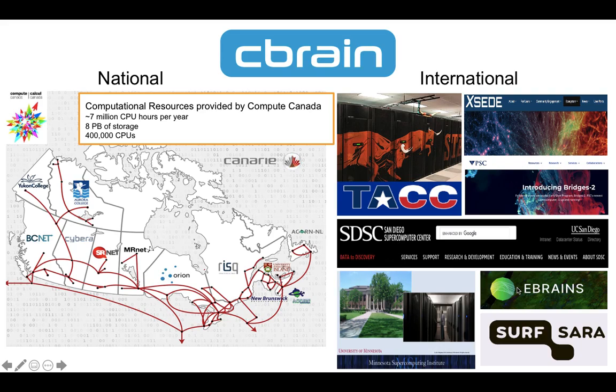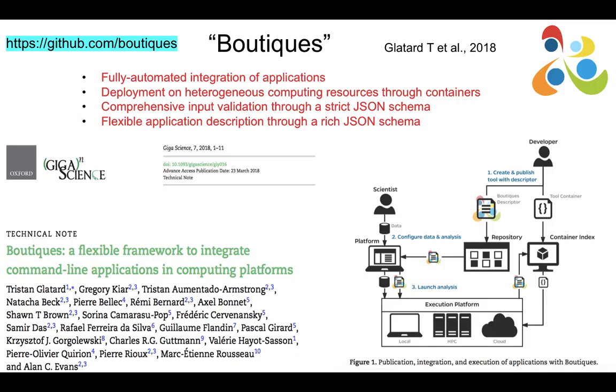We also have nodes, CBRAIN nodes, with the European eBrains equivalent of CBRAIN, and for instance, SURFsara, which is an HPC site in the Netherlands. So it's quite generic as an HPC portal. I just talked about Boutiques, and so just to emphasize the point that Boutiques is a fully automated environment for deploying heterogeneous computing resources through containers.